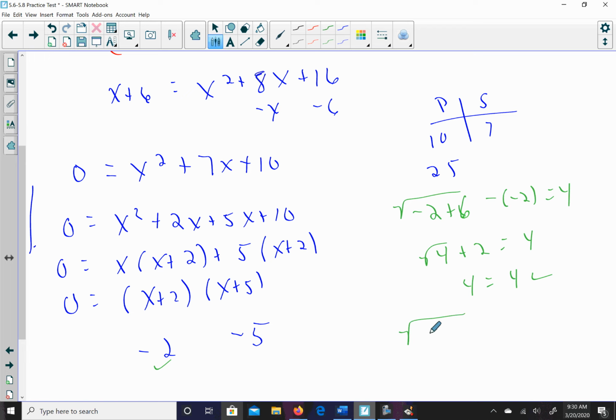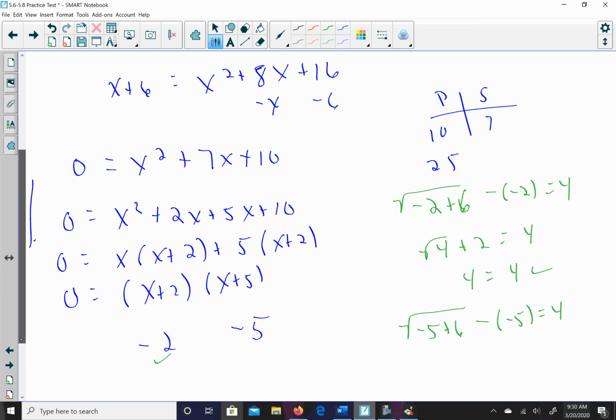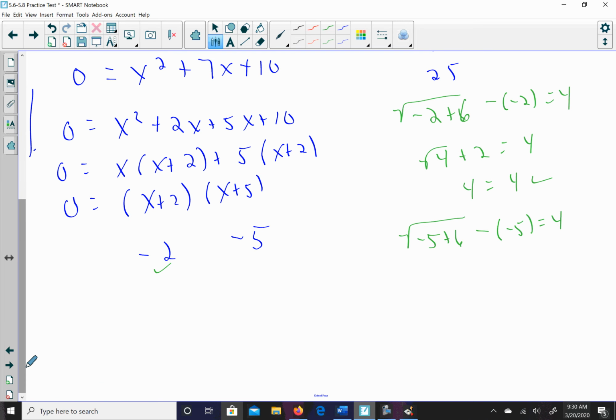So the square root of negative 5 plus 6 minus a negative 5 is equal to 4. So this will be the square root of 1 plus 5 is equal to 4. So this will be 1 plus 5 is equal to 4. So 6 is equal to 4. Well, that's not right. So this is extraneous. And my only solution is negative 2.